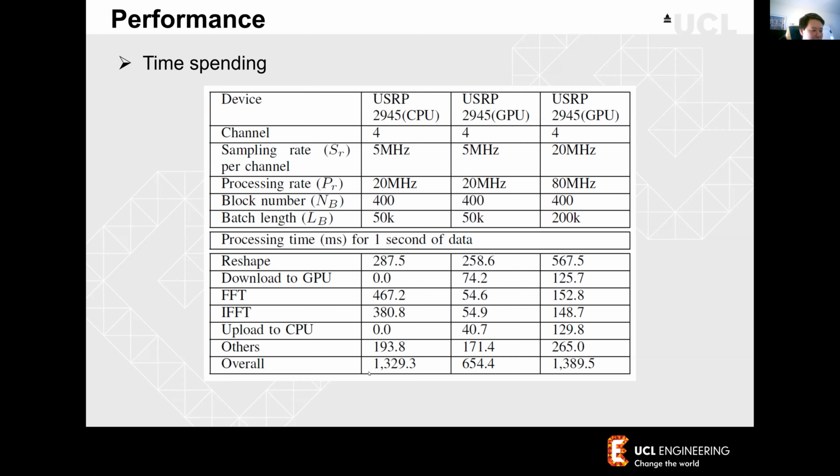Additionally, overall, the CPU takes 1.3 seconds to process 1 second of data, yet the GPU takes only 0.65 seconds to process the 1 second of data. So this obviously makes the GPU able to run in real time, where the CPU cannot. And if we increase the batch length to 4 times the previous one, the GPU has a similar processing time compared to the CPU. Both are about 1.3 seconds here.